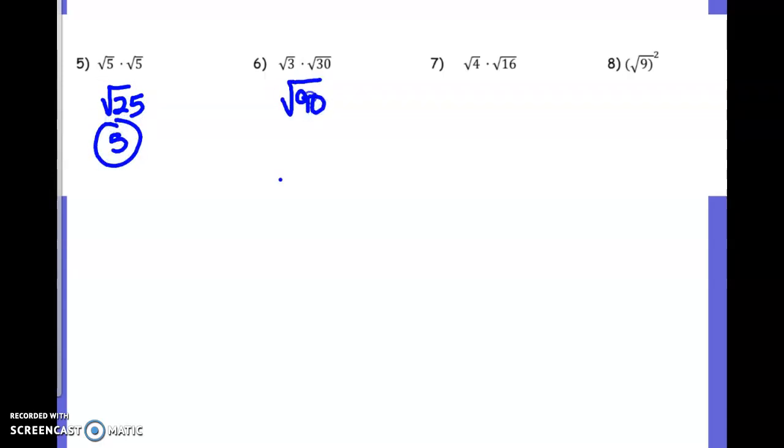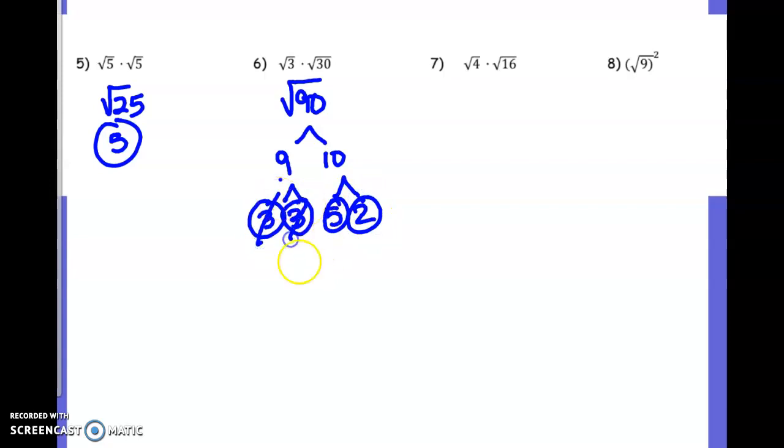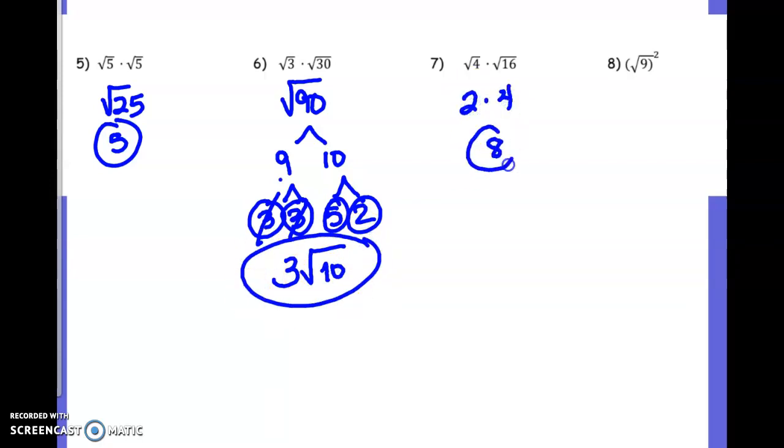Okay, 6. If you did 90, maybe you did 9 and 10, 3 and 3, 5 and 2. Again, I'm going kind of fast on this because you can actually go back and look at the key. All right, so you should have done these by yourself. Pair of 3s, and then you have 5 times 2 left, so you got 3 radical 10. Okay, this would be 2 times 4, which would be your 8.